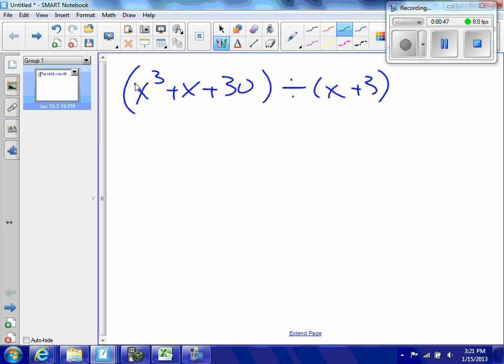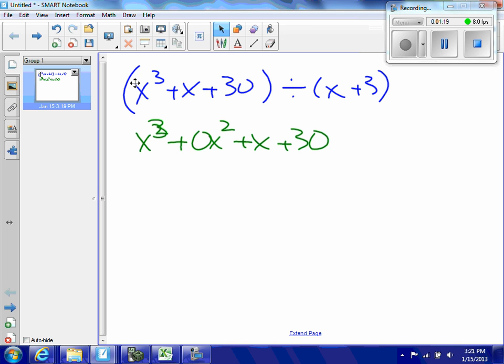you need to do before you start attempting polynomial long division is make sure that you put in placeholders for every power of x where there is not a power. So this polynomial is really x cubed plus 0x squared plus x plus 30. You need to have that extra placeholder in there, otherwise it's going to totally mess you up.